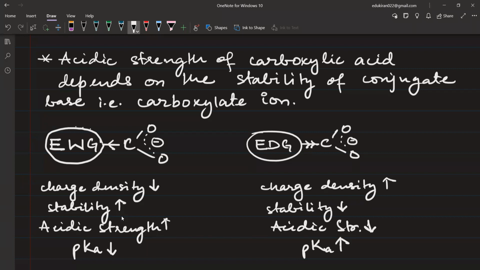So this electron withdrawing group and the electron donating group, they can be present on any carbon atom of the chain. If they are present in the compound that is having carboxylic acid, then it is going to increase or decrease the acidic strength. If it is electron withdrawing group, it is going to increase the acidic strength. If it is electron donating group, then it is going to decrease the acidic strength.